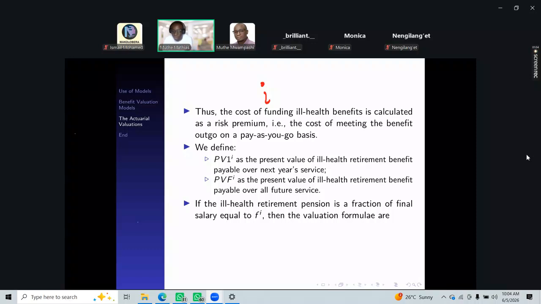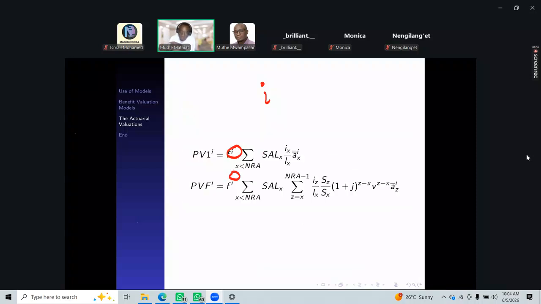but overall we know that these tend to be more generous. So you can see here I don't have any reference to accrued service. So I just have, let's say, the next year of service and also all future services as well. So you can see here, this is just an example of how this can be computed.